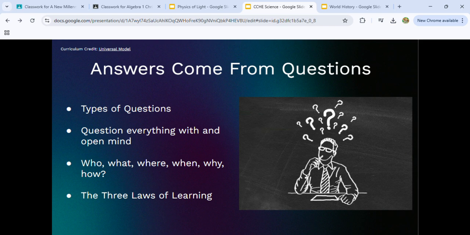For lesson 1, we start out talking about questions. Answers come from questions. So if we're not asking questions, we're not going to be getting answers. We're going to talk about types of questions. We're going to talk about questioning everything with an open mind. Who, what, where, when, why, and how questions, and which ones give us better information, and the 3 laws of learning.